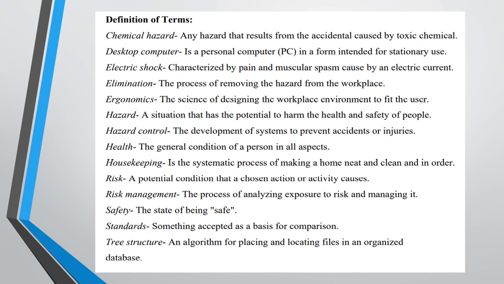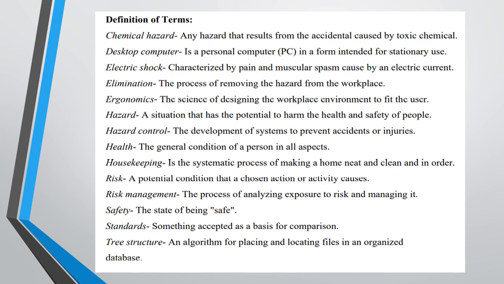Definitions of terms. Chemical hazard: any hazard that results from an accident caused by toxic chemicals. Desktop computer is a personal computer or PC in a form intended for stationary use. Next is electric shock, characterized by pain and muscular spasms caused by an electric current. Next is elimination, the process of removing the hazard from the workplace. Next is ergonomics, the science of designing the workplace environment to fit the user.